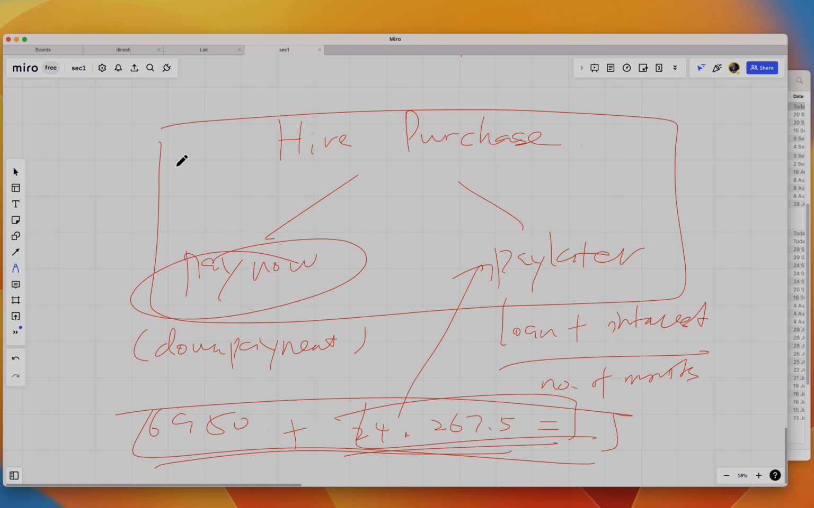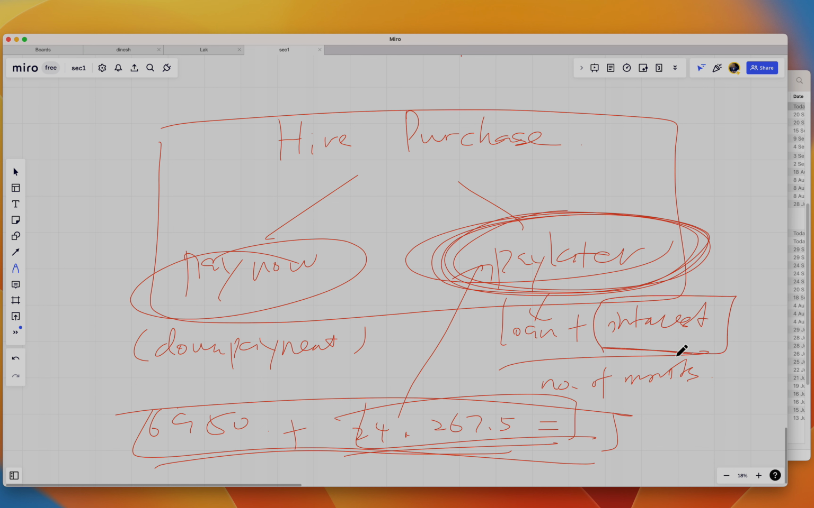How do you get the total amount of interest? Total amount of interest is 420. How do you get that? It's first 267.5 times 24. That will give you the pay later part, 420. Then you minus the loan. That will give you the interest portion, right? Can you see?